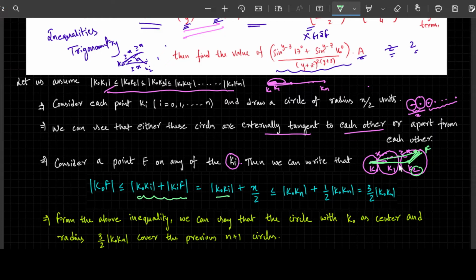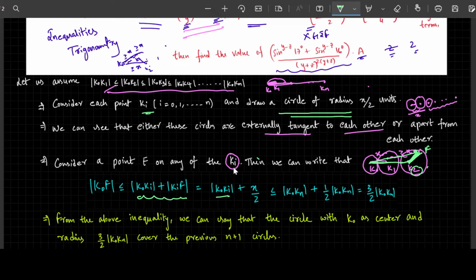So it depends upon us, whether we are choosing it to be x or greater than x. And now we have taken that, consider each point ki and draw a circle of radius x by 2 units. So every circle will be of x by 2 units. So this circle is of x by 2 units. So that's the reason this is the radius, because f is on the circle.